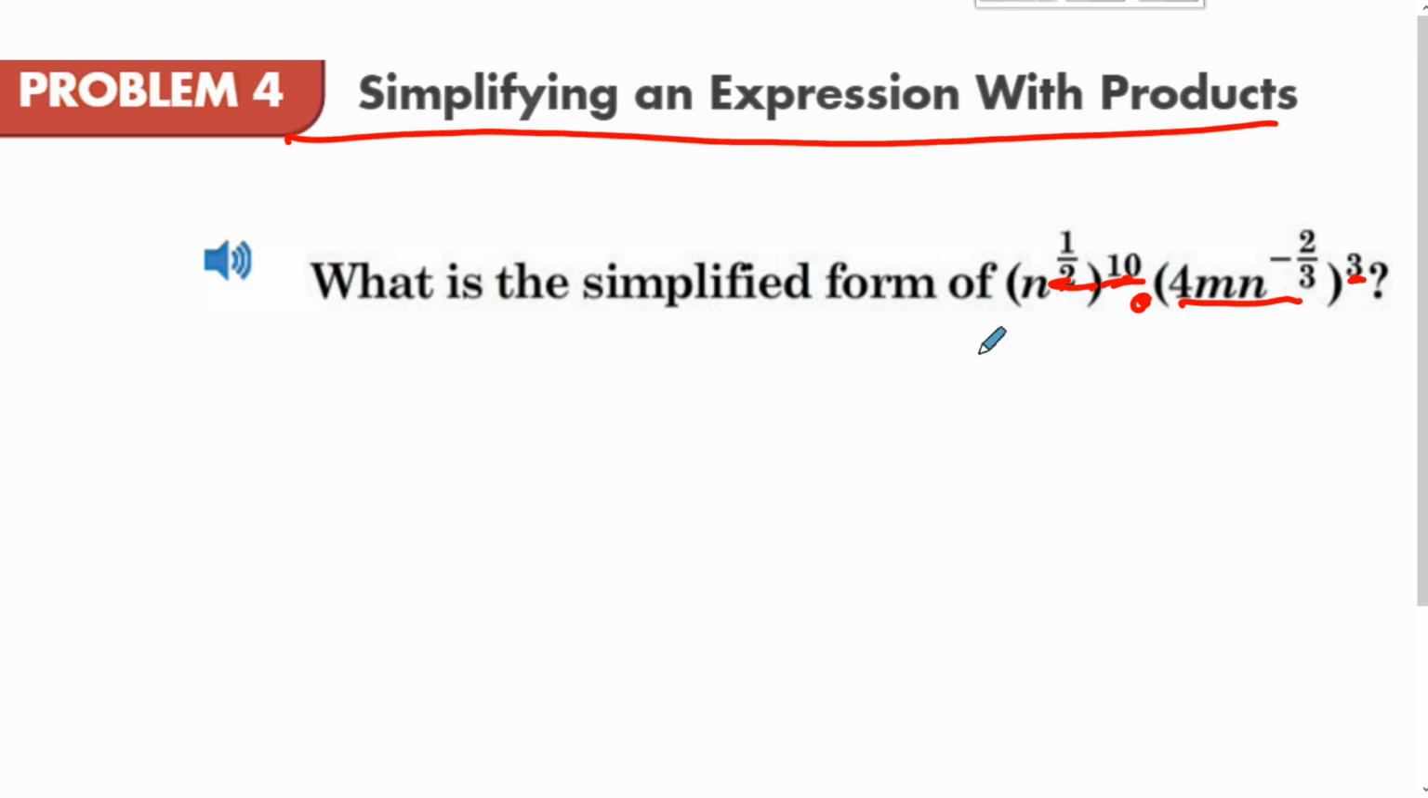We have exponent raised to exponent, so we multiply. So that's 1/2 times 10, so that is 10 over 2, which is 5. So n to the 5th.